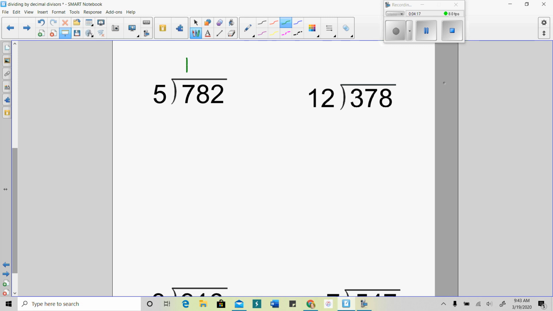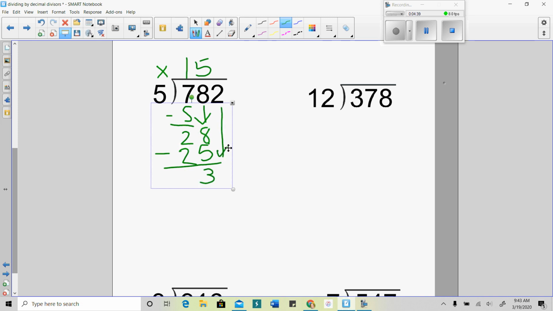So 5 will go into 7 one time. 1 times 5 gives me 5. Subtract and I get 2. Drop the 8. 5 will go into 28. 5 times 5 is 25. Subtract and I get 3. Wish that would stop popping up there. So drop my 2, I get 32.